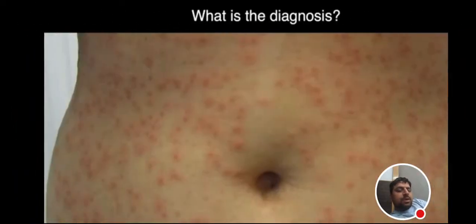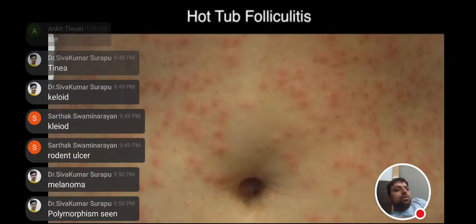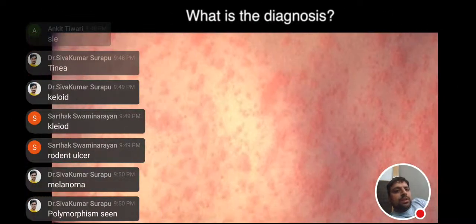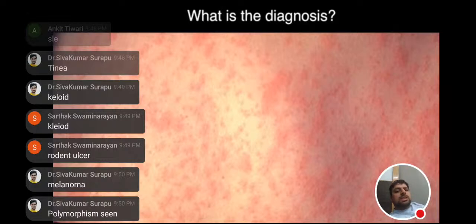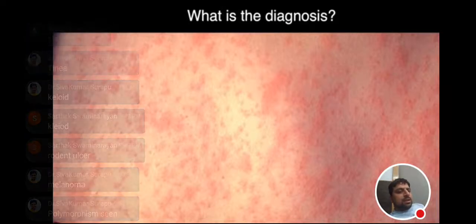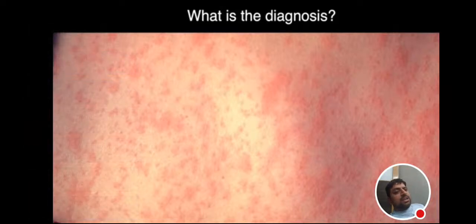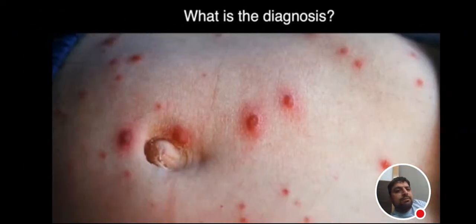Okay. What is the diagnosis here? This is a case of what? Hot tub folliculitis. Okay. What is the diagnosis? What is it? These are very, very high yield images. Before your exam, at least you have to revise them many times. What is the diagnosis in this case? This is a case of measles.